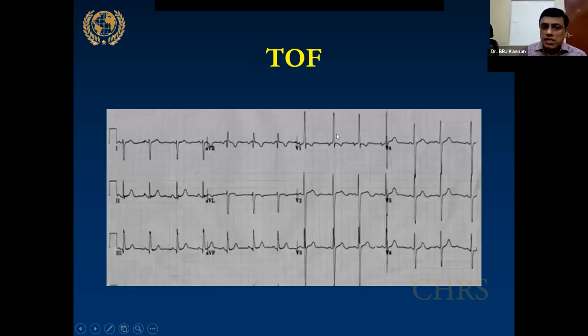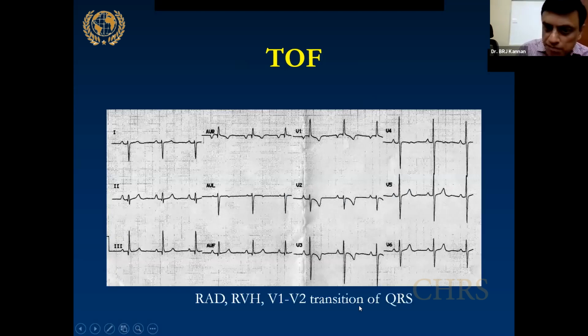So the sudden transition of QRS or the RS from V1 to V2 is neither specific for TOF nor sensitive for TOF. If the finding is there, it's well and good. If the finding is not there, it's still okay. But you should remember that commonly in the exam, this is what the examiner is asking, and this is what you should answer. But practically, this is not very true. This finding is seen, but it is neither specific nor sensitive for tetralogy of Fallot.